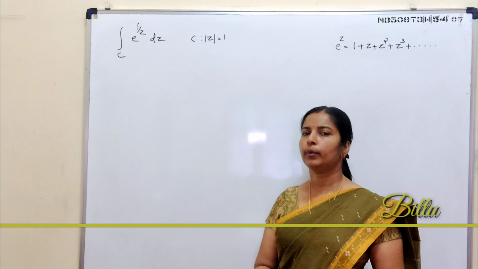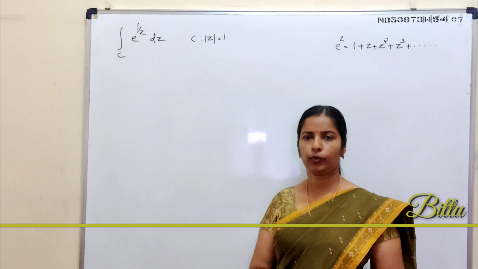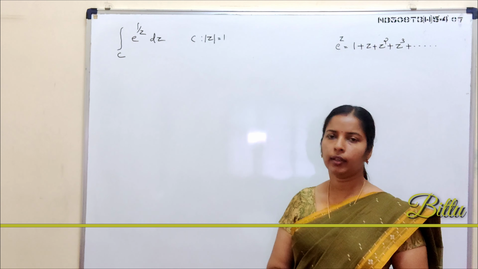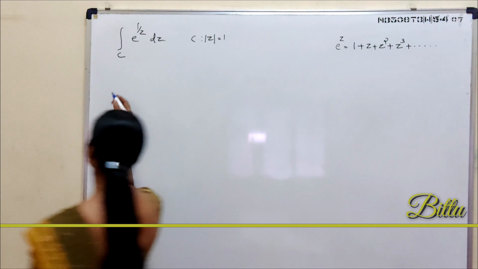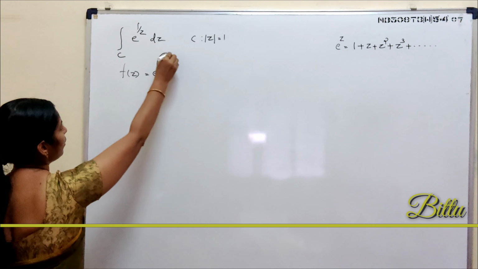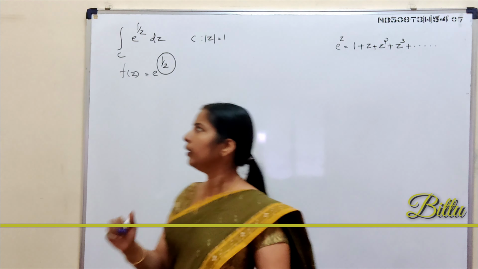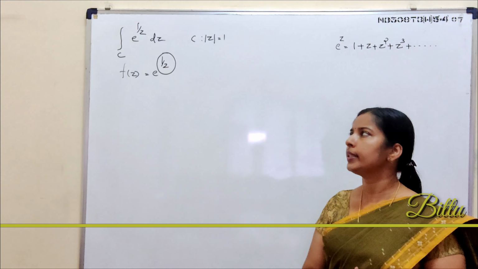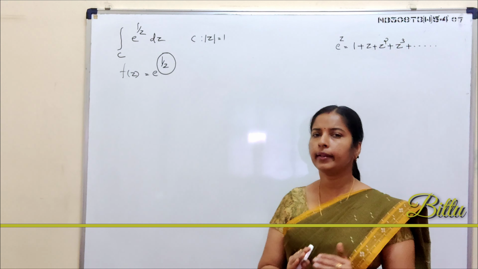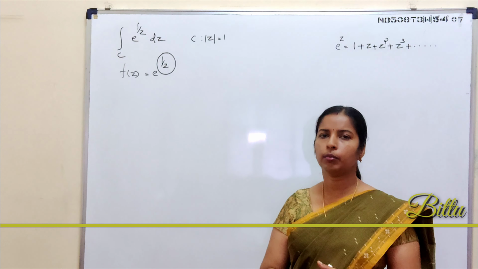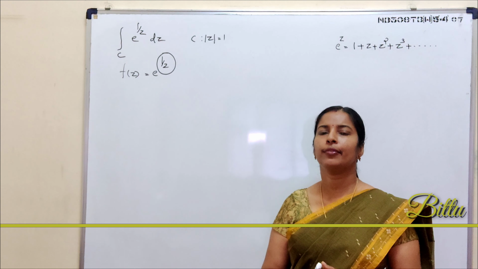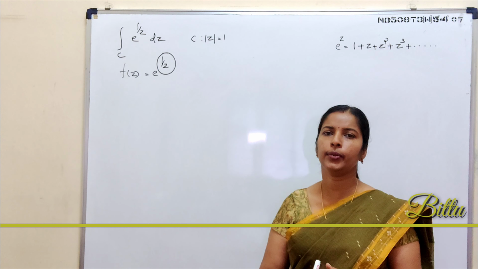Consider the integral over C of e raised to 1 by z dz, where C is mod z equal to 1. Here, the given function is e raised to 1 by z. By looking at this, you can see 0 is its singular point. The only singular point of the given function is 0, and clearly it lies within mod z equal to 1. So by the residue theorem, the integral over C of f(z) dz is 2 pi i into R1.